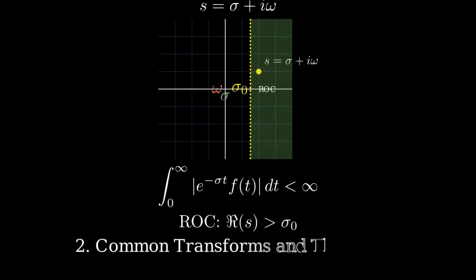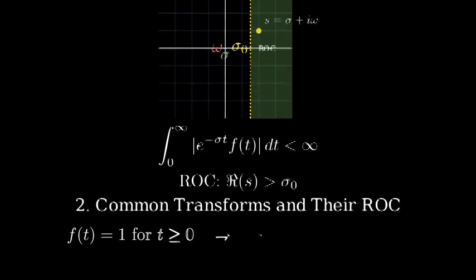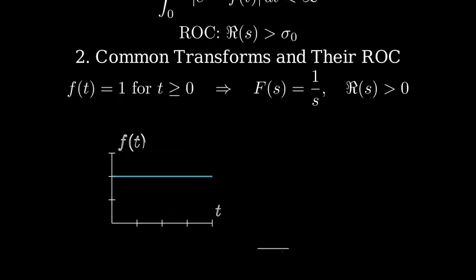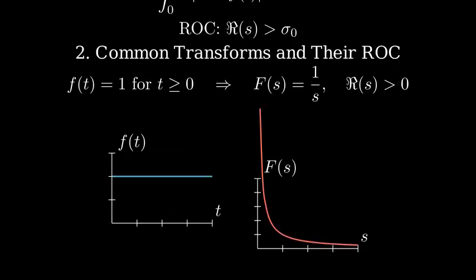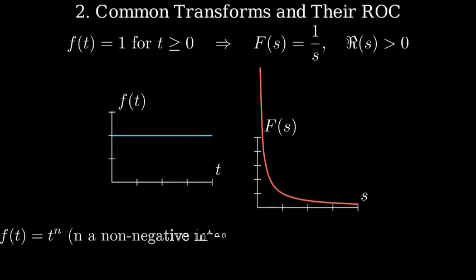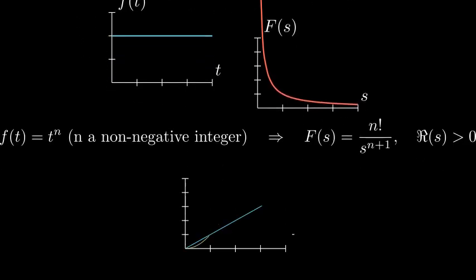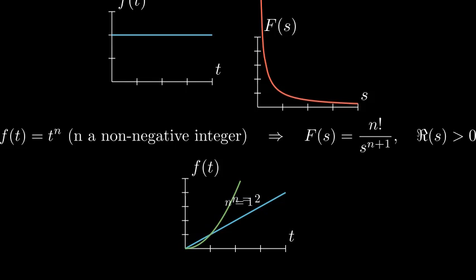Here are 6 standard pairs of functions and their Laplace transforms. First, for the constant function f(t) equals 1 for t greater than or equal to 0, the transform F(s) equals 1 over s, and this is valid for the real part of s greater than 0. For f(t) equals t^n, where n is a non-negative integer, F(s) equals n factorial divided by s^(n+1), valid for the real part of s greater than 0.